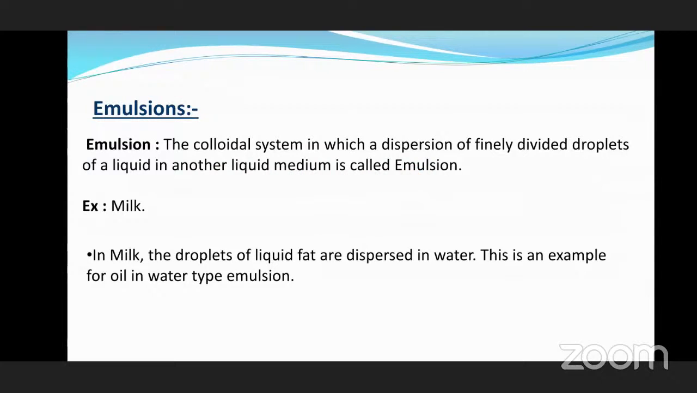I told you just now, liquid in another liquid medium is called an emulsion. Okay guys, liquid is present in liquid. That means the disperse phase is liquid and the disperse medium is also liquid. That means the smaller quantity is liquid and the major quantity is also liquid. That phenomenon is called emulsions. For example, milk is the best example under emulsions, right? In milk, the droplets of liquid fat are dispersed in water. This is an example of an oil in water type emulsion.